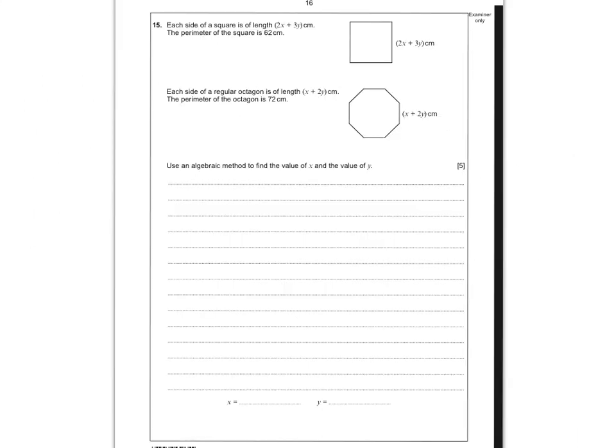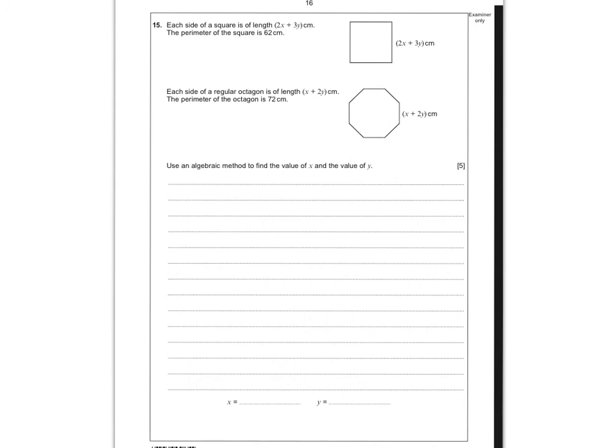Okay, question 15. So we've got some information here about the square length being 2x plus 3y is 62, and x plus 2y for an octagon, each side of an octagon is equal to 72. Use an algebraic method. There's that key buzzword there. Use an algebraic method. That's what we're looking for. In our heads, we now need to be thinking simultaneous equations. So let's write down what we actually know at the minute.